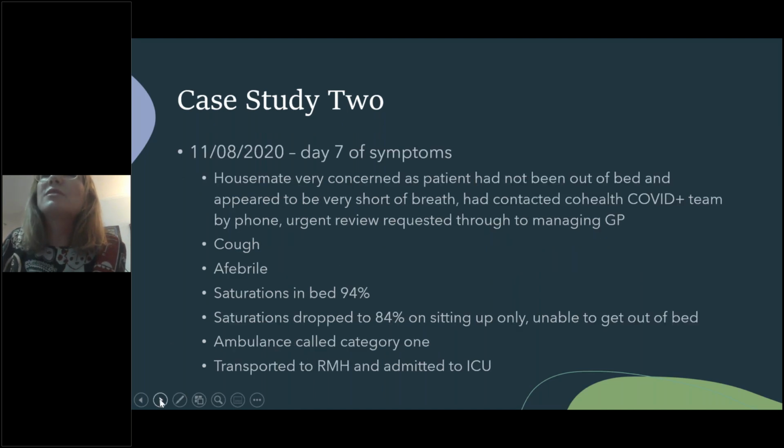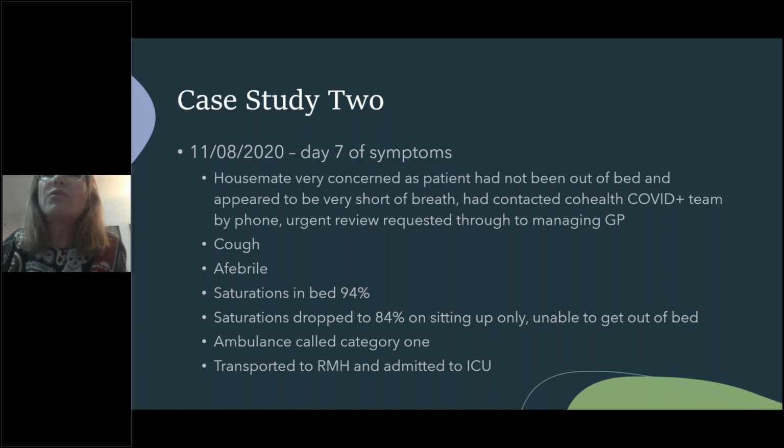The next day was day 7 of symptoms, and we'd actually been contacted via the cohealth central number by her housemate because the patient had appeared to deteriorate overnight. She'd not been out of bed. She appeared to be very short of breath. The housemate described her as not being able to swallow her saliva. This was all through a Spanish interpreter, so a little bit tricky. The housemate had contacted cohealth and requested an urgent assessment.